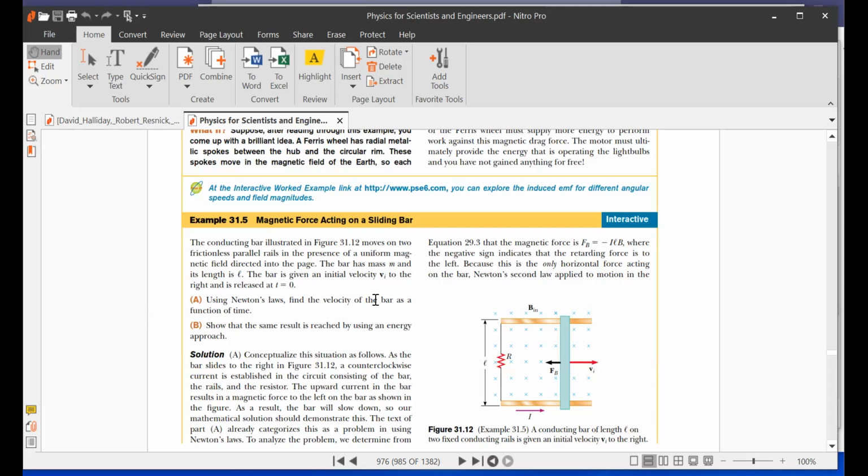Okay, let us consider this problem. A conducting bar moves on frictionless parallel rails in the presence of a uniform magnetic field directed into the page. The bar has mass m and length L. The bar is given the velocity vi to the right and is released at t equal to 0. Using Newton's law of motion, find the velocity of the bar as a function of time.